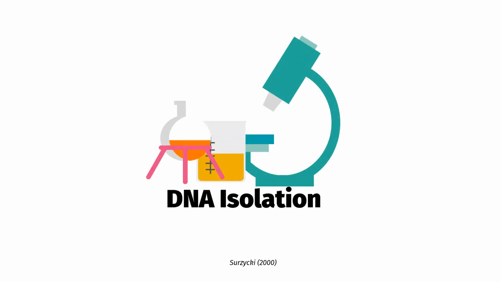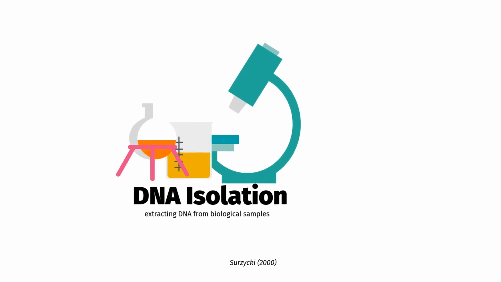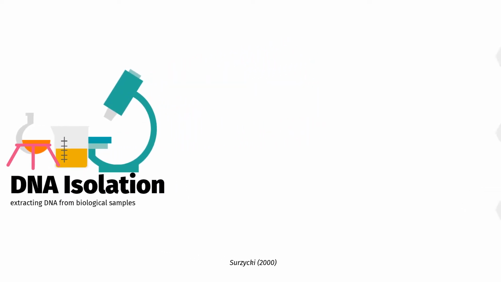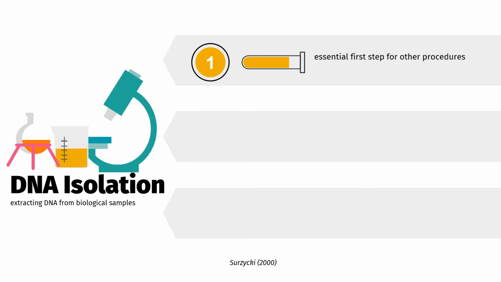DNA isolation is the process of extracting DNA from biological samples. This is an essential first step in the study of DNA sequences, analysis of genome structure, and gene expression. Thus, the quantity, quality, and integrity of the DNA isolate is important.